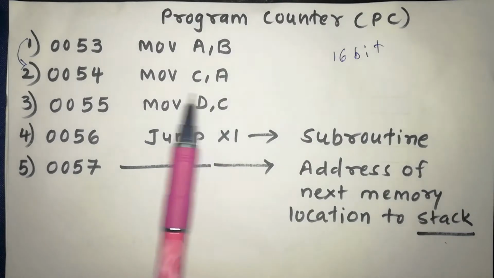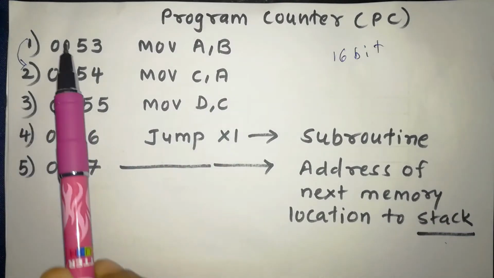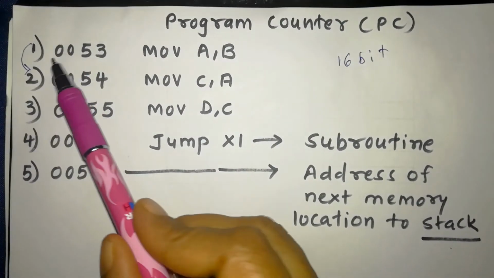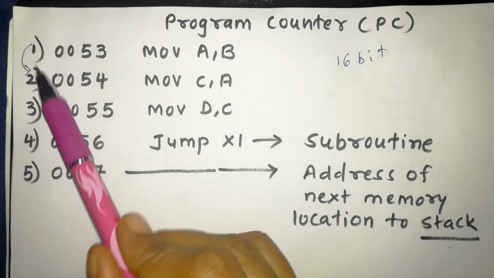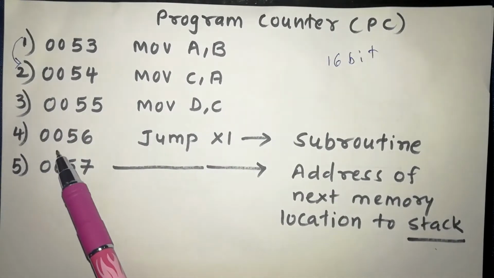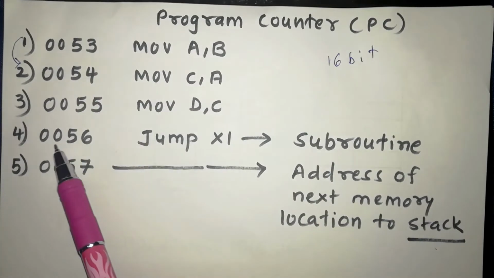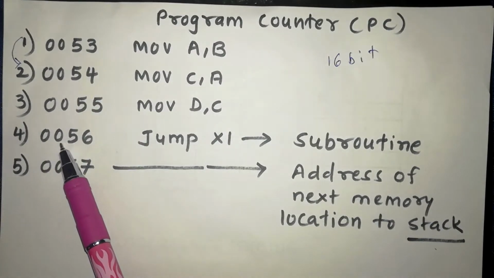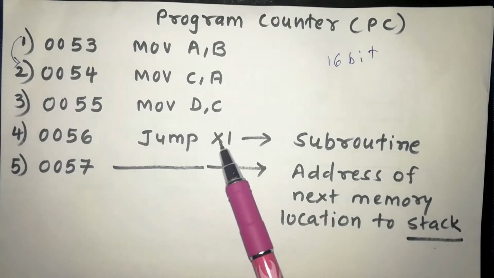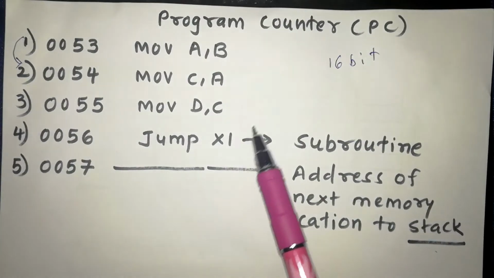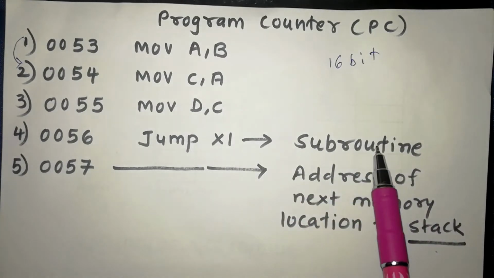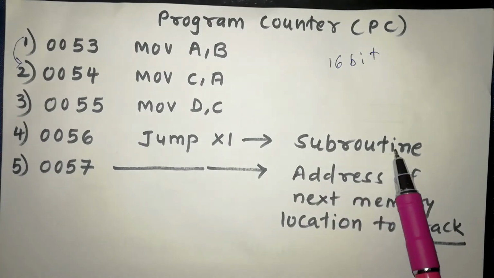So here in the figure you can see, here is the program counter which always increments from first point to second, first step to second step, third step, fourth step, fifth step and so on. But here at fourth step, that is memory location 0056, a subroutine occurs, jump instruction occurs. Now PC has to go for that subroutine, also called as subprogram or a part of program, another program.